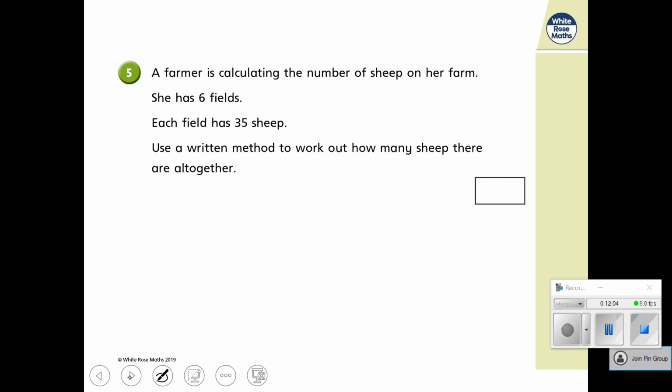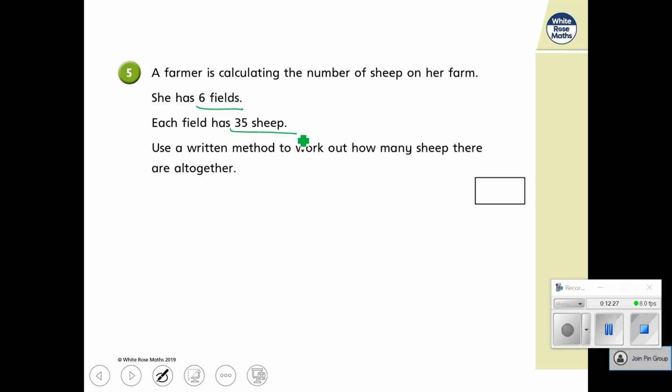We're getting there, children. You're doing very well. So this question is a problem. A farmer is calculating the number of sheep on her farm. She has 6 fields. I'm underlining the key information as I normally do. Each field has 35 sheep. Use a written method to work out how many sheep there are altogether.